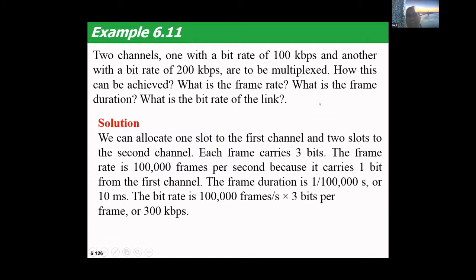Two channels are there. One has a bit rate of 100 kbps, another has a bit rate of 200 kbps, and they are to be multiplexed. How can this multiplexing be achieved? What is their frame rate? What is the frame duration? And what is the bit rate of the link?